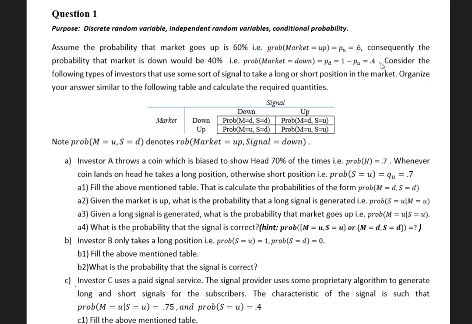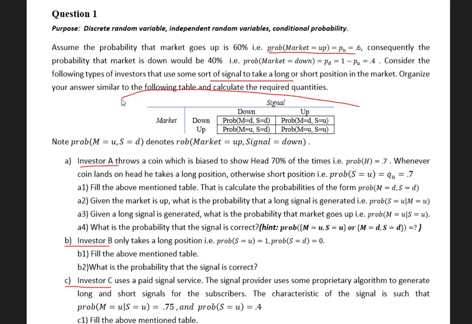Exercise Set A, question 1. The gist or summary of this problem is that there are two events and we are required to find their joint probability distribution. These two events are the direction of the market, which has a probability of 60%, and a signal that these three types of investors use to take a long or short position in the market.